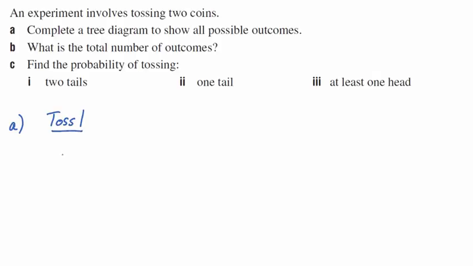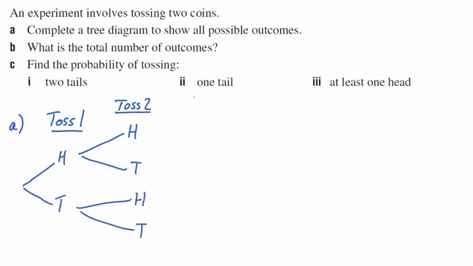So, toss 1 can either be a head or a tail, and then if toss 1's a head, we could get toss 2 being heads or tails, and if toss 1's a tail, then we could either get heads or tails off toss 2. So that actually gives us 4 separate outcomes: heads followed by heads, heads followed by tails, tails followed by heads, or tails followed by tails.